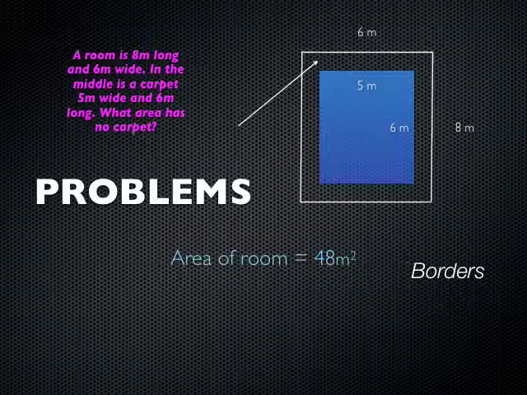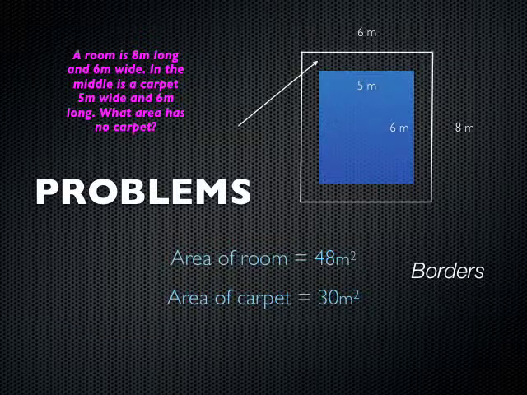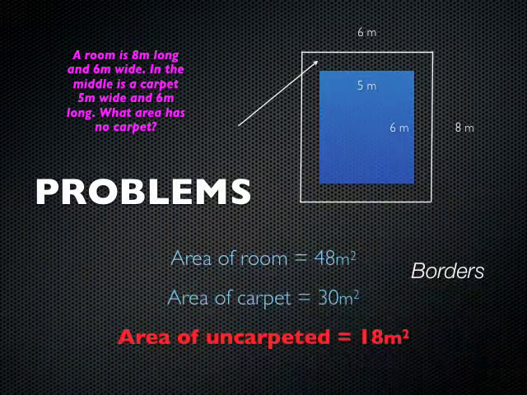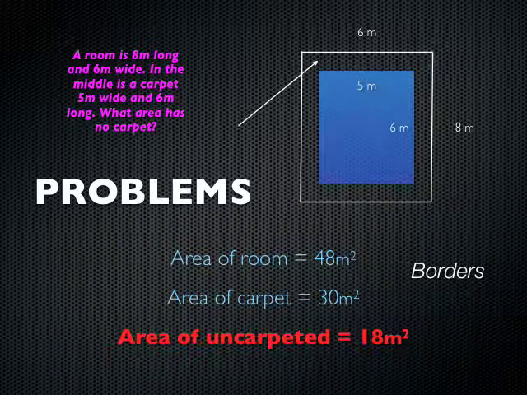The carpet is 6 meters long and 5 meters wide, and therefore its area is 30 meters squared. So to find the uncarpeted bit, we take away the 30 meters, that's the area of the carpet, from 48 meters, which is the area of the room. And 48 minus 30 gives us 18 meters squared. So the area of uncarpeted is 18 meters squared.